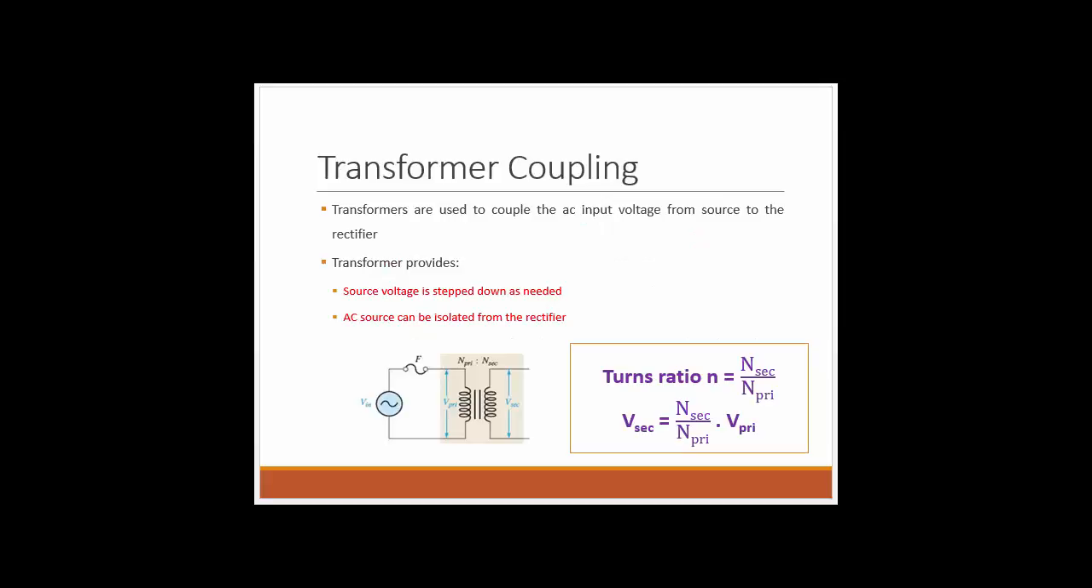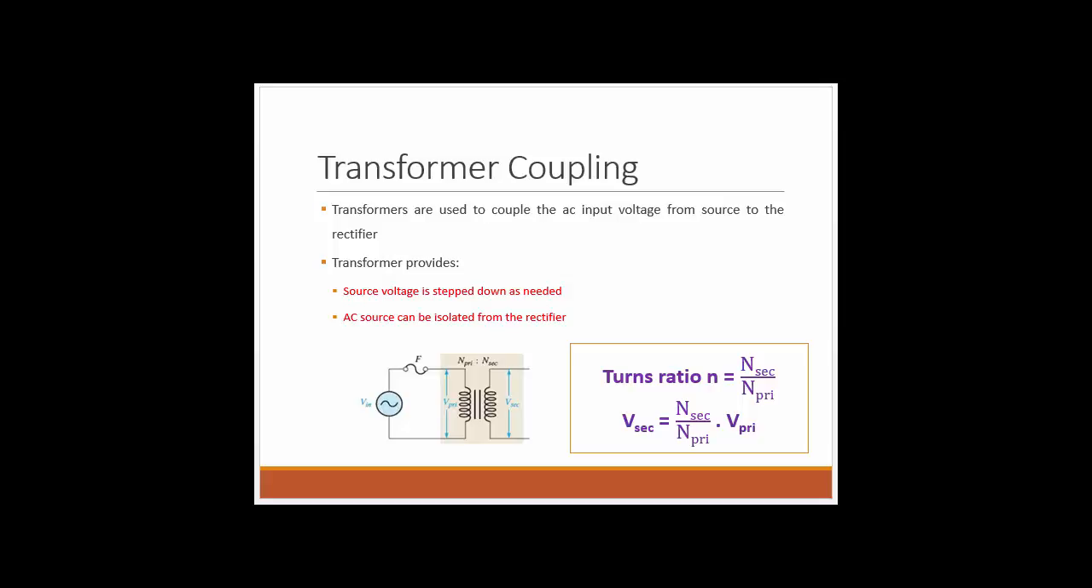A transformer is used to couple the AC signal. There are two types of transformers. One is the step up transformer and another one is the step down transformer. The step up transformer is used to increase the voltage, and the step down transformer is used to reduce the voltage. In this particular application as a DC power supply, we will use a step down transformer.